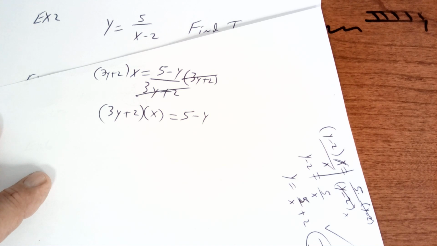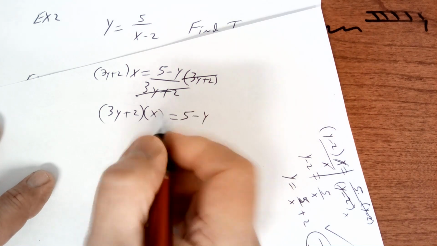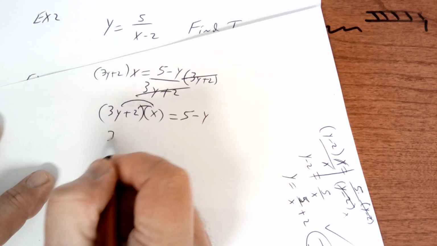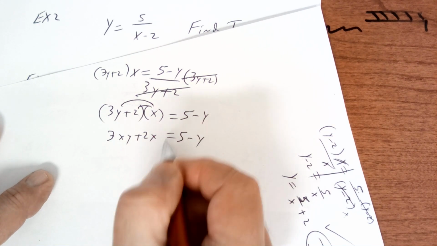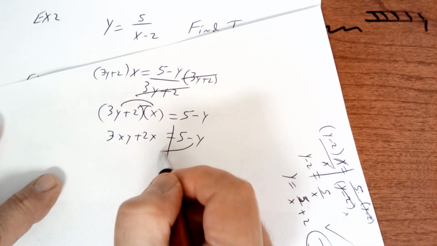All right, now let me think here a minute. So what I'm going to do at this point is try to get y by itself. So I'm thinking, what's the best way we can do this? If I divide by x, is that going to complicate things? If I distribute, is that going to complicate things? So let's just try something. Let's just go 3xy plus 2x is equal to this. Like that.